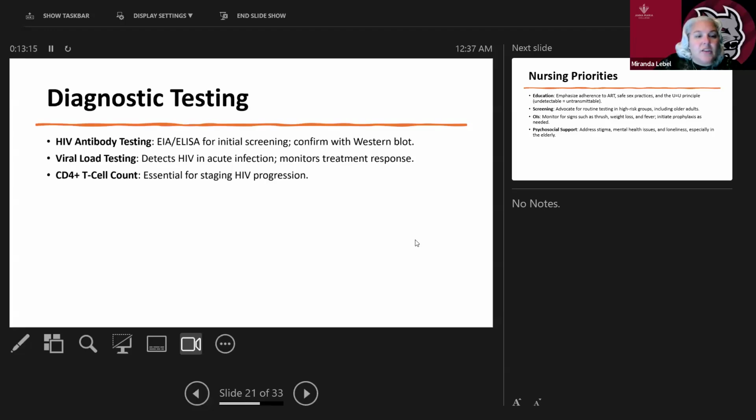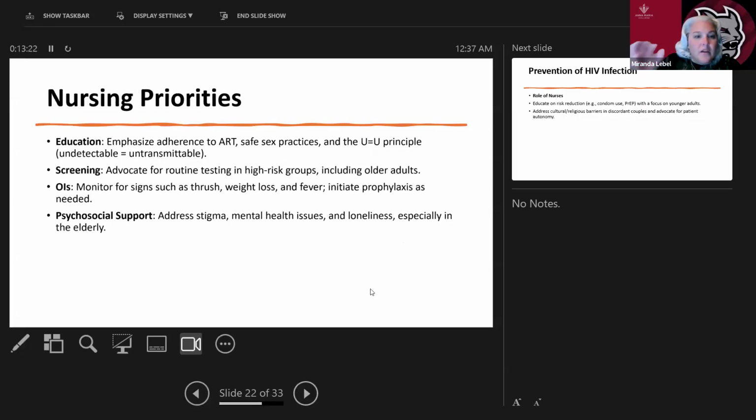Diagnostic testing, again, is HIV antibody testing, viral load testing, and CD4 cell count. Our nursing priorities are going to be emphasis on adherence to ART, safe sex practices, and the U equals U principle: undetectable equals untransmittable. Screening, we want to advocate for routine testing in high-risk groups, including older adults. We want to monitor for signs such as thrush, weight loss, and fever. Initiate prophylaxis as needed, so that would be prophylaxis like antibiotics as needed. And then address stigma, mental health issues, and loneliness, especially in those elderly.